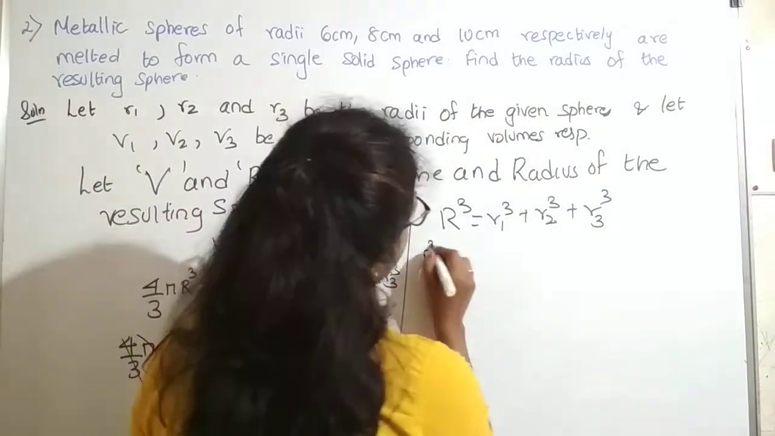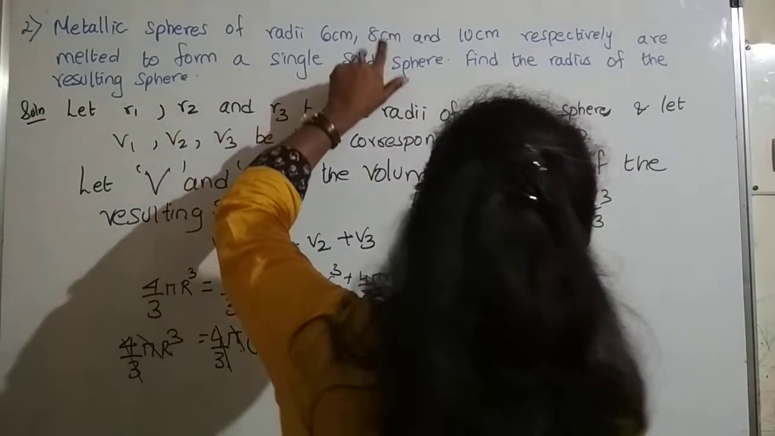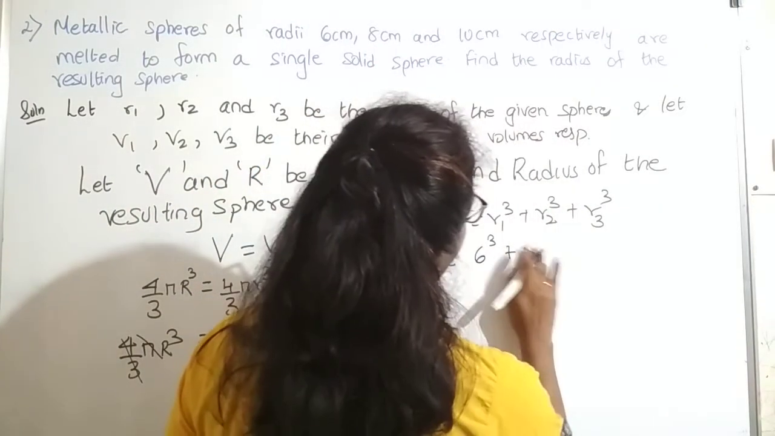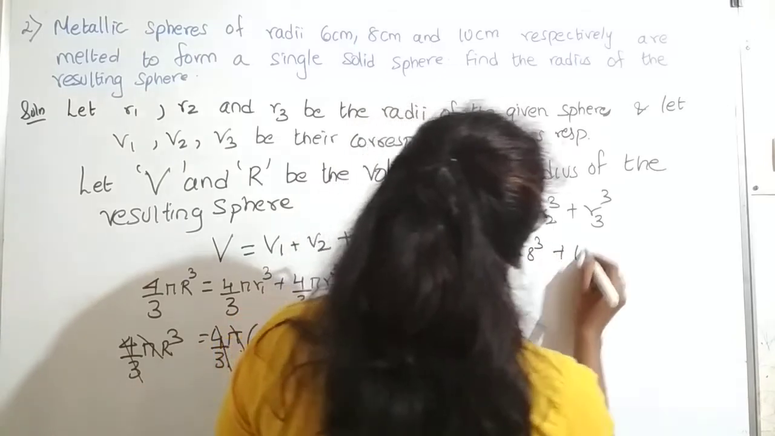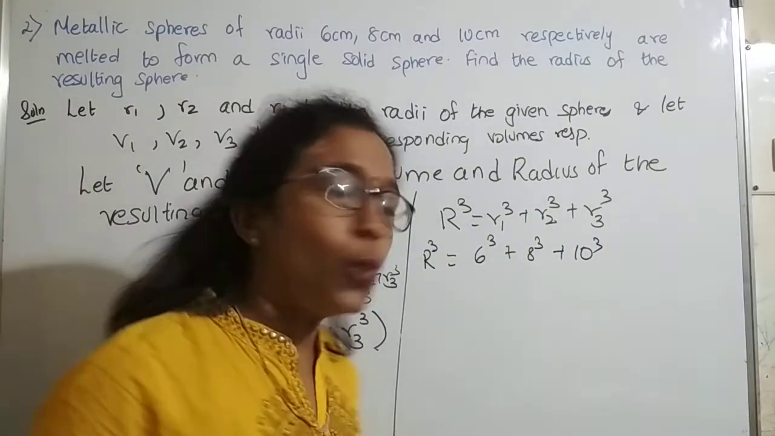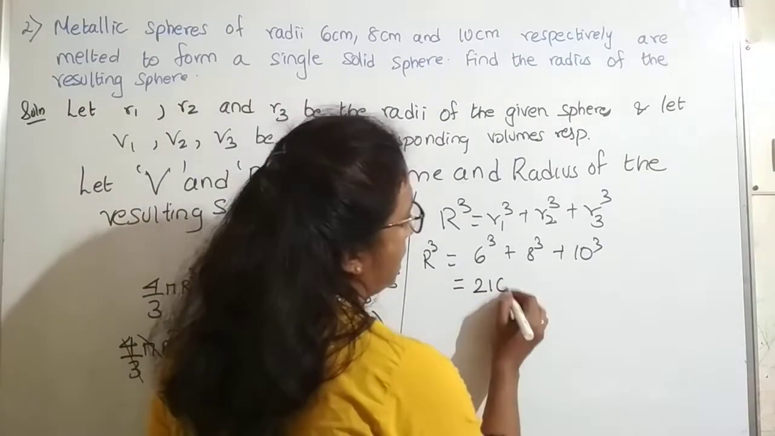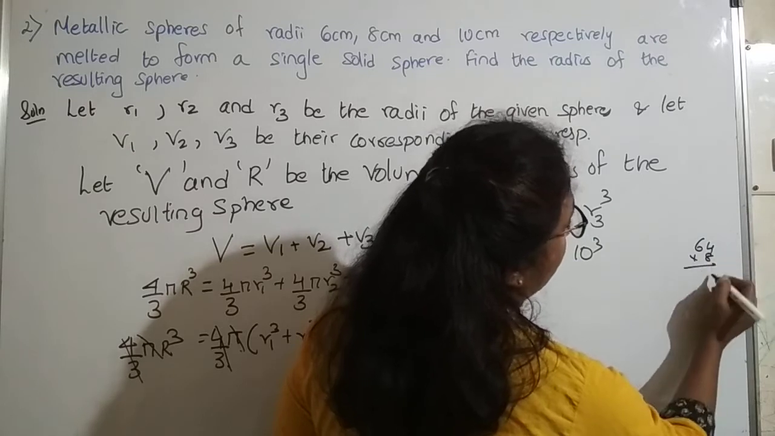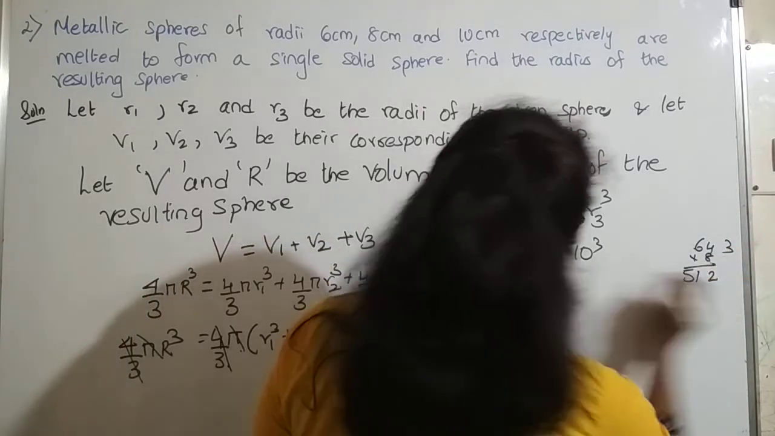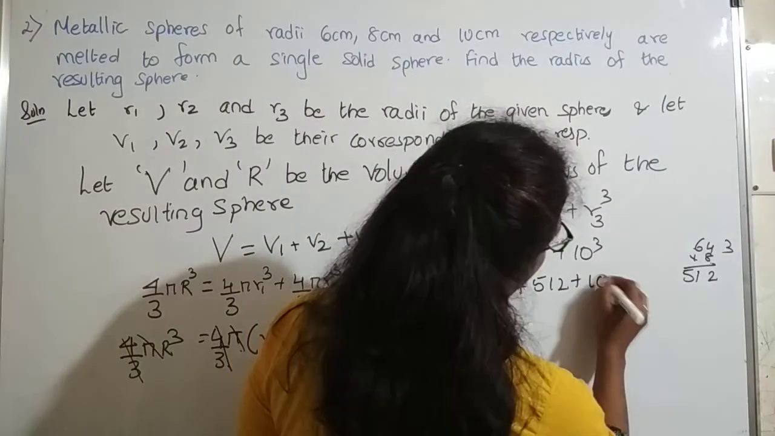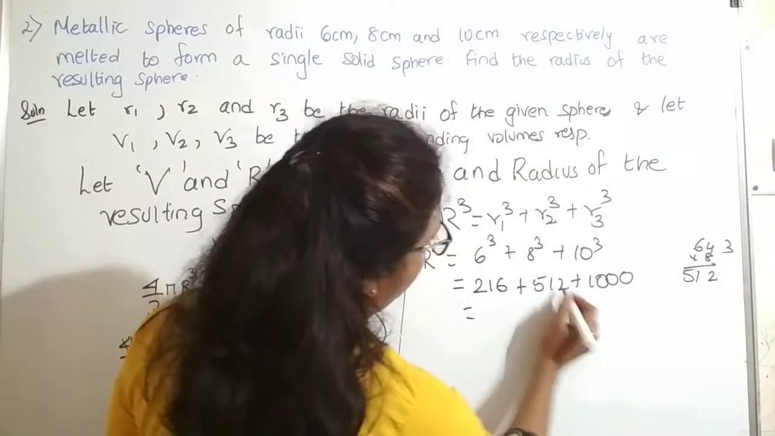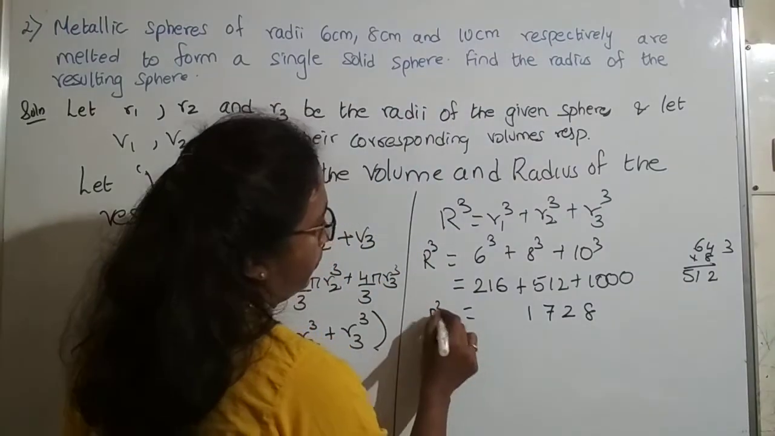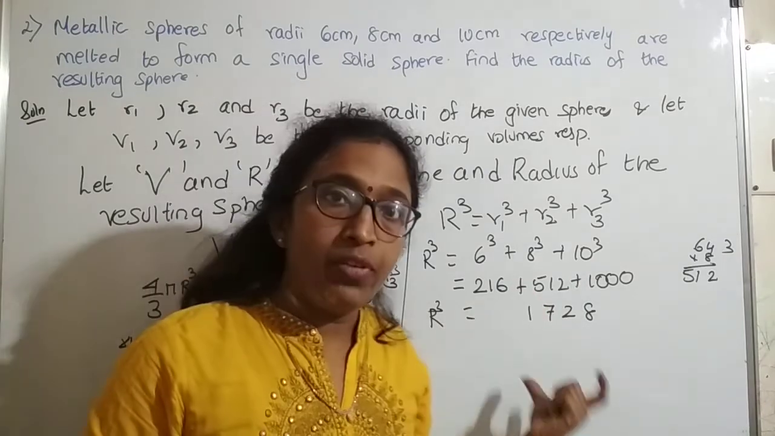Let's substitute. What is R1, given, students? Here it is 6 cube, here 8 cube, and here 10 cube. Let's do it: what is 6 cube? 6 into 6 into 6 is 216. 8 cube: 8 square is 64, 64 into 8 is 512. And here we have 10 cube, which is 1000. So 216 plus 512 plus 1000 gives 1728. Here we have to find the cube root.